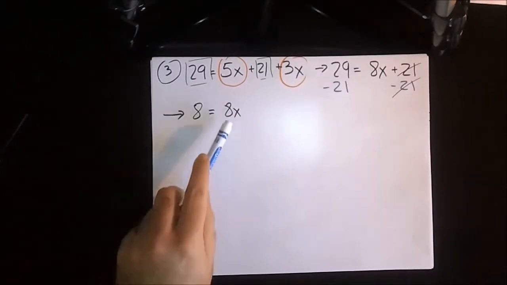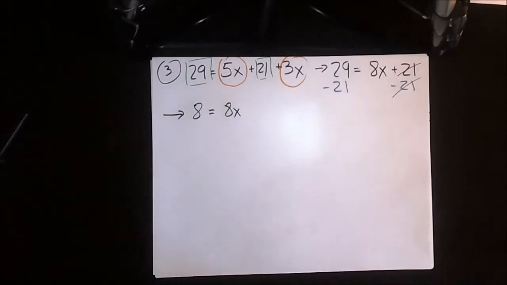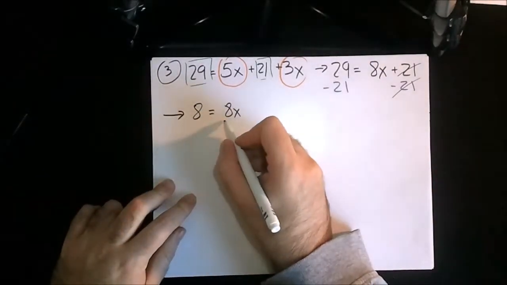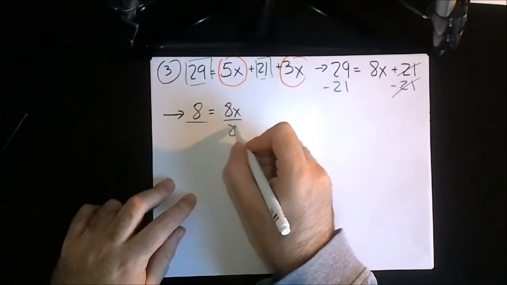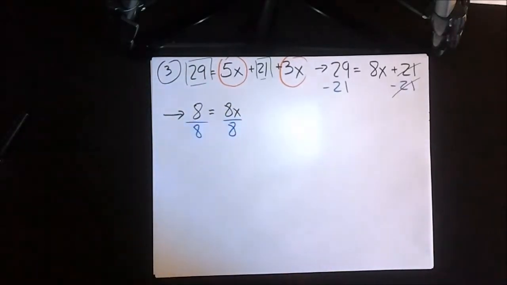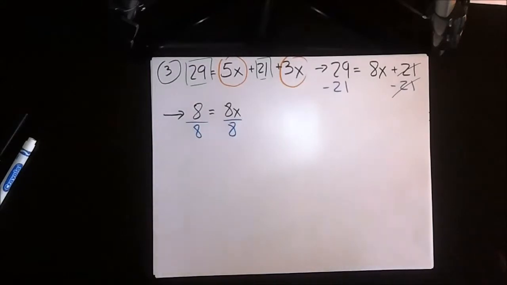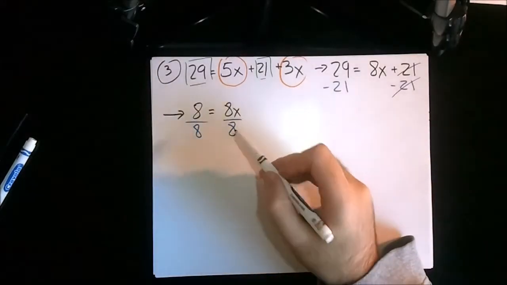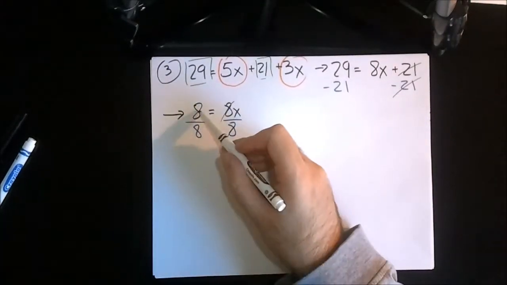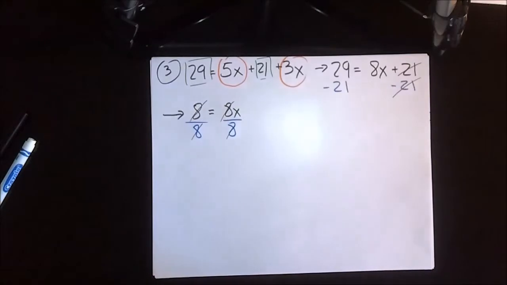I need to get rid of the multiplied by 8. What's the opposite of multiplied by 8? Divide by 8. And on both sides, in this case, I get the 1. Not a 0 though. Remember, I'm not making the 8s disappear here. 8 divided by 8, that's 1. 8 divided by 8, that's 1.